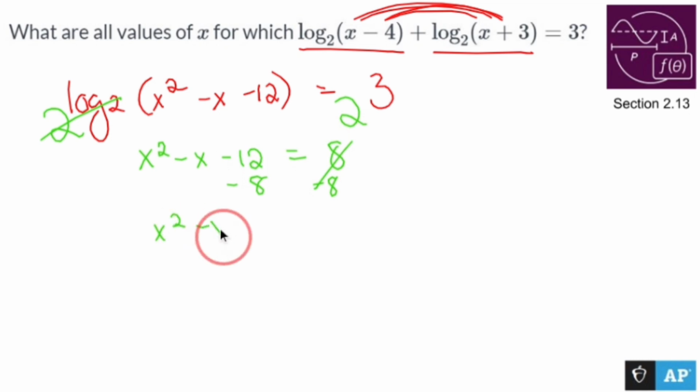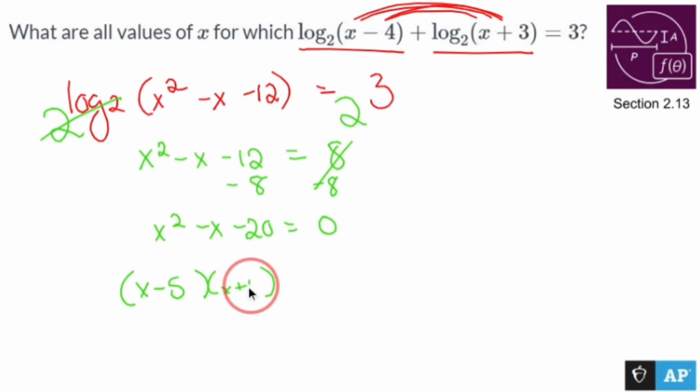X squared minus x minus 20 equals 0. Does this factor out? Can I come up with two numbers that add up to -1 and multiply out to -20? Yup. How about x minus 5 and x plus 4? That equals 0. And according to the zero product property, x is going to be 5 and -4.